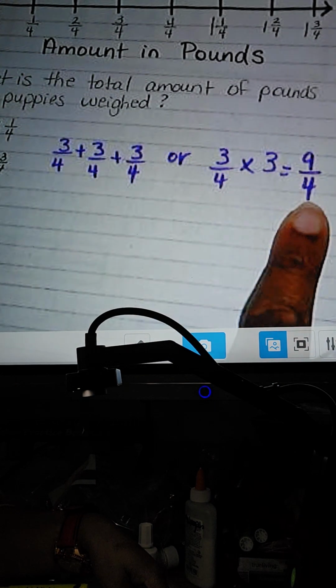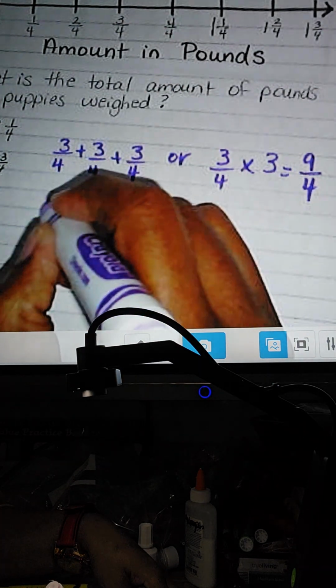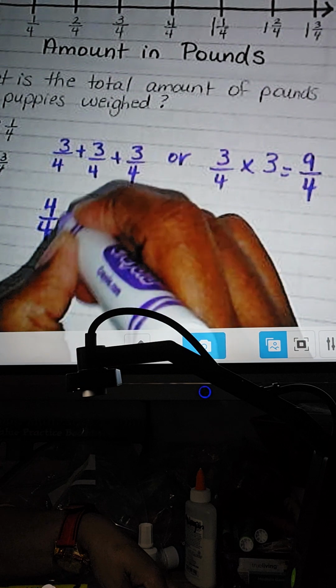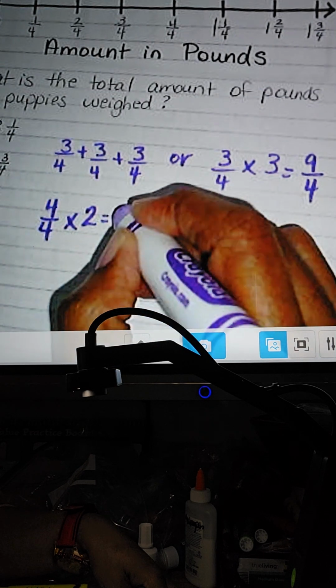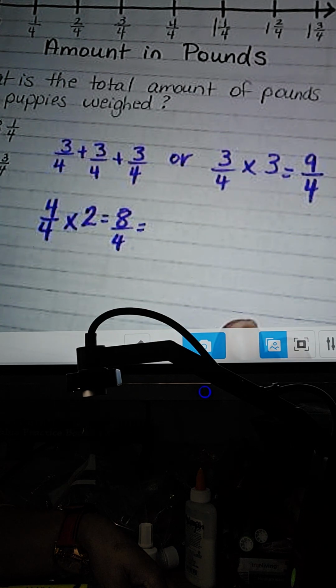Okay. All right, so we got the first one done. And then 4/4 times what? 2. Times 2 equals what? 8/4. Which equals what? 2. Equals what? 1 whole. Is it just one whole?